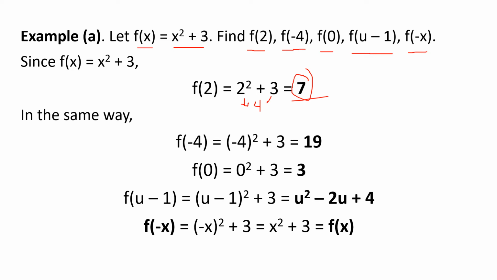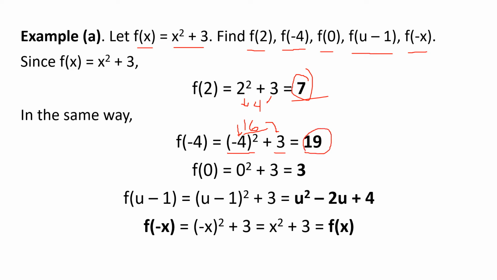Now, let's move forward with f of negative 4. So we input negative 4 as the value of x in the given function. So that will be negative 4 squared plus 3. Negative 4 squared is equal to negative 4 multiplied by negative 4. A negative multiplied by a negative number is a positive value. That's why negative 4 times negative 4 is positive 16. So 16 plus 3 is equal to 19.